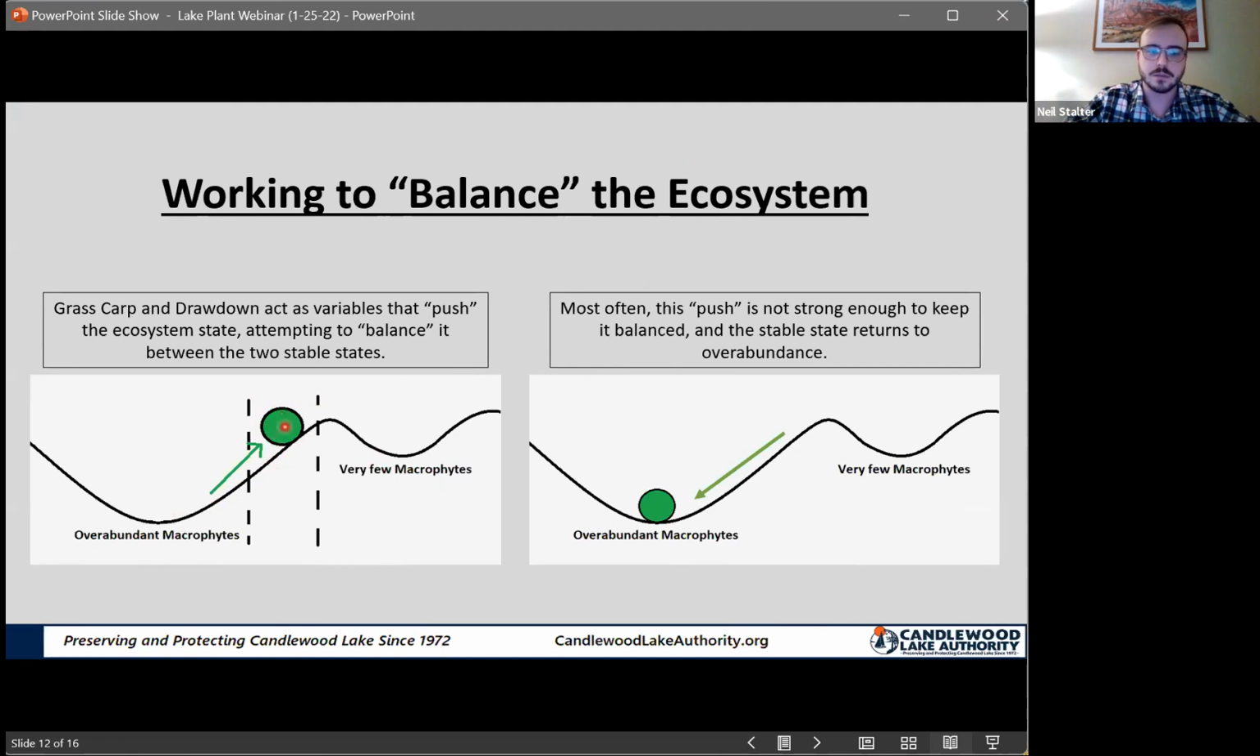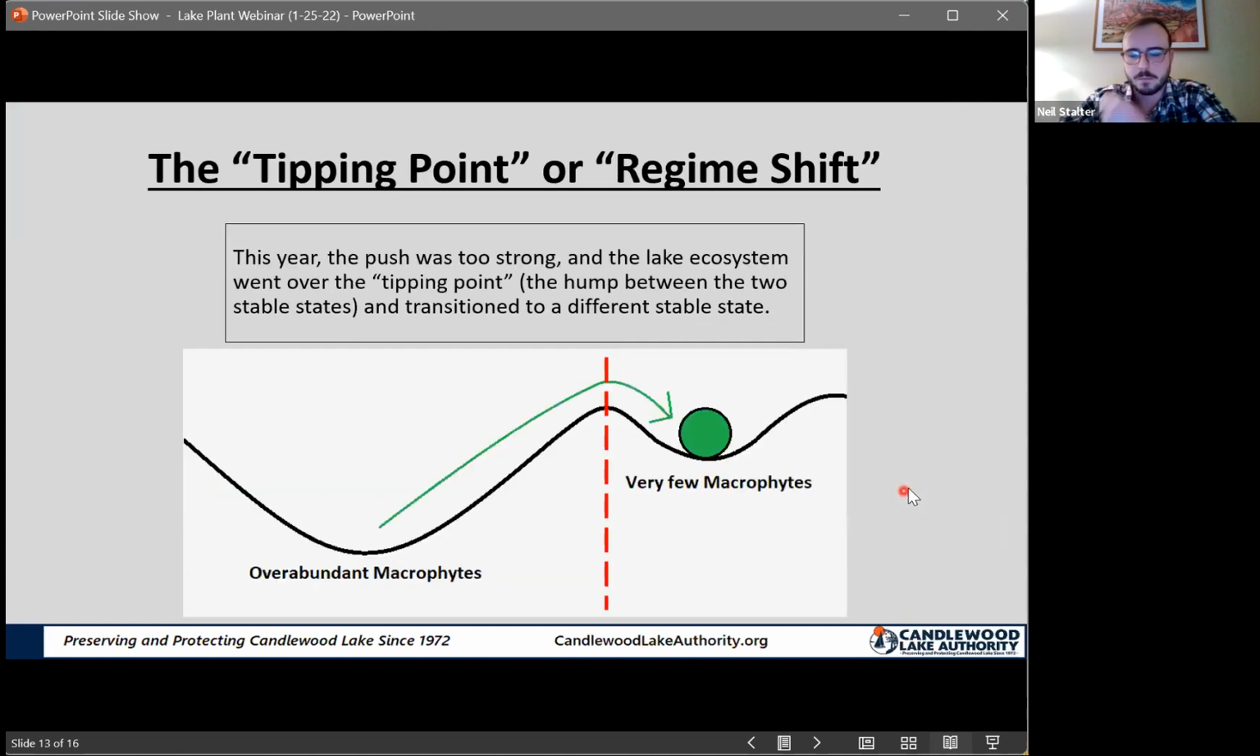You can see the ecosystem generally wants to fall back down, and historically it has, into this stable state of overabundance. Usually those management techniques are not enough to push the ecosystem up. And that's why since the 1980s, when this plant invaded, you're talking about a lake that has overabundant plant material. That's a nuisance and difficult to enjoy the lake. So normally it rolls back down and we're back to overabundance.